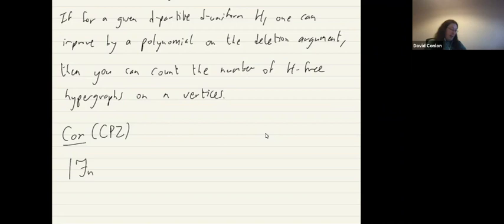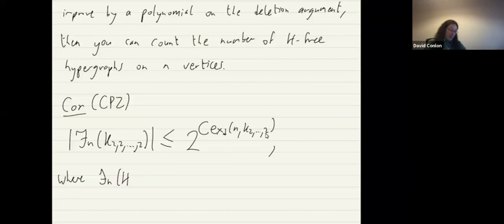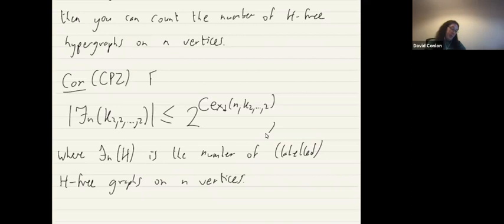F_n(K2222) is less than or equal to 2 to the power of C times the extremal number of this K2222, where this F_n(H) is the number of labeled H-free graphs or hypergraphs on n vertices. I should say, sorry, I'm being a little bit imprecise here. This is actually true for infinitely many n.